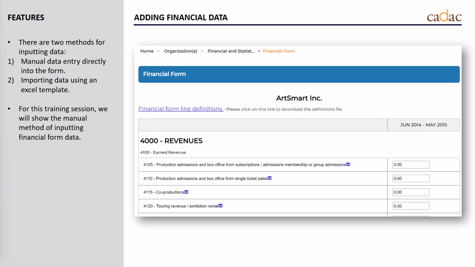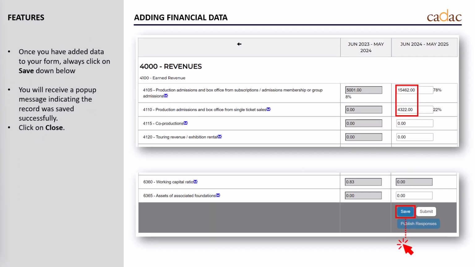There are several ways to enter financial data into the form. What I'm showing right now is how to manually enter data directly into the form on the website, but you can also import data using an Excel template. Once you have added data to your form, you can always click on Save down below. You will then receive a pop-up message indicating that the record was saved successfully, and then you are able to click on Close.